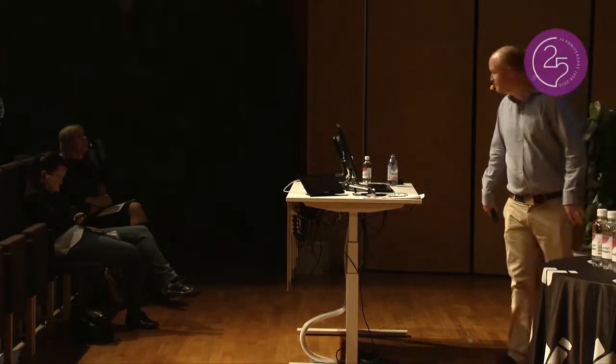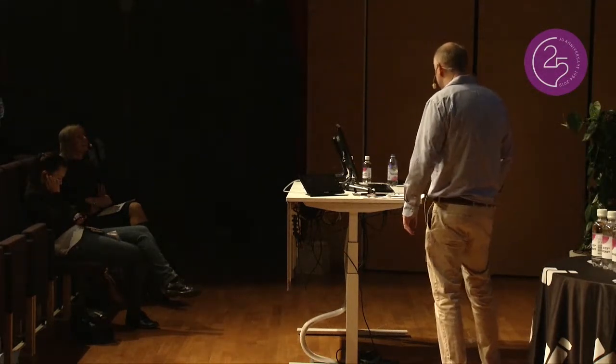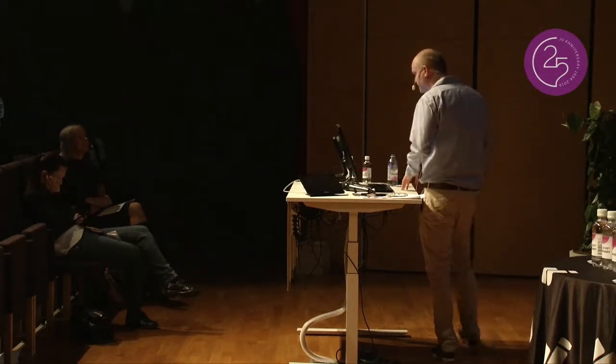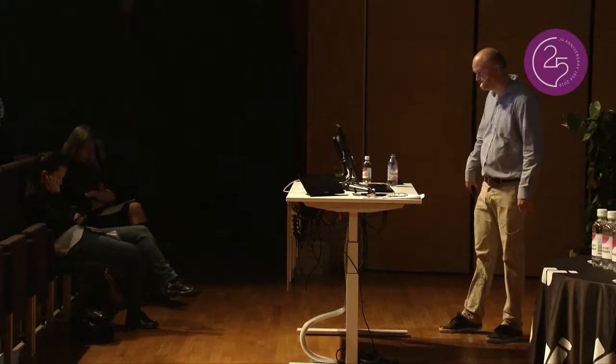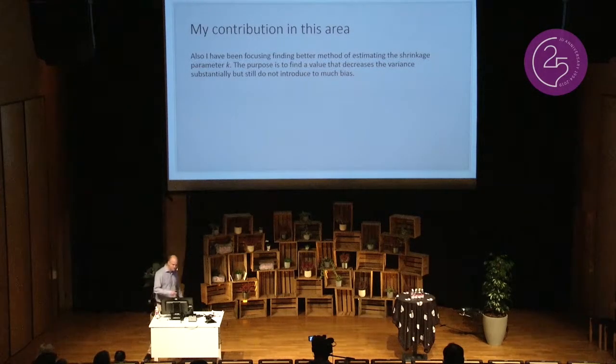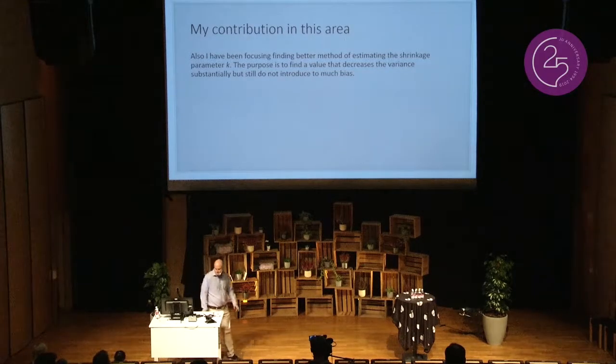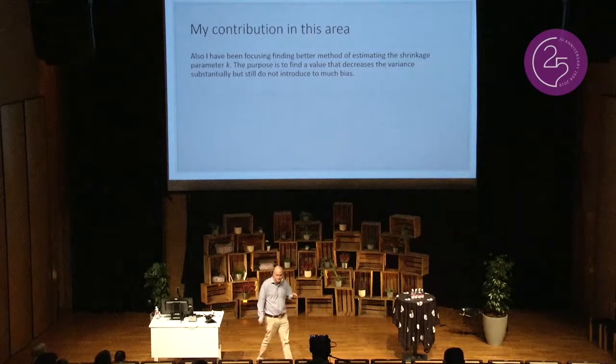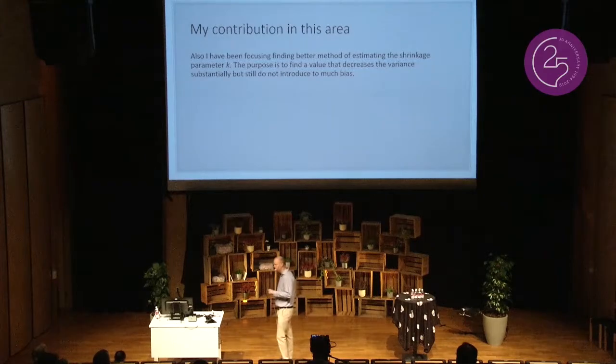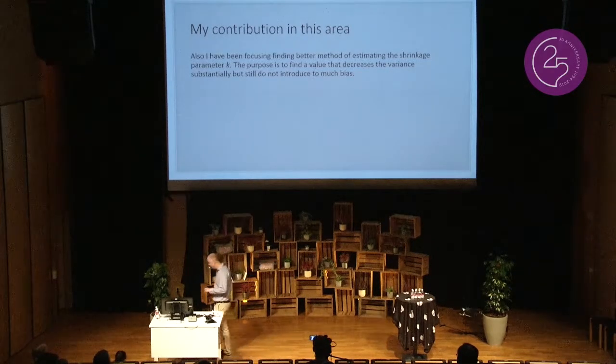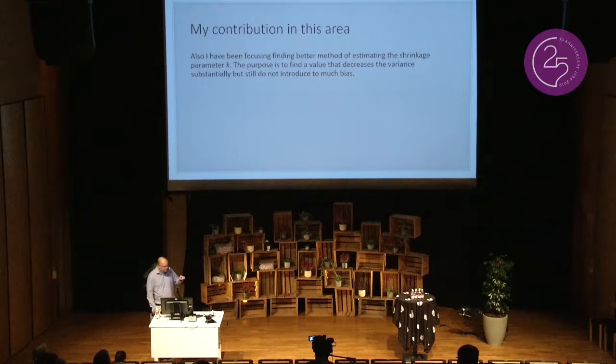And my contribution in this area is also that I've been focusing on finding better methods of estimating the shrinkage parameter k. And of course, the purpose is to find a value that decreases variance substantially, but still does not introduce so much bias. And I've been suggesting many different ways and evaluating many different ways of estimating this parameter.